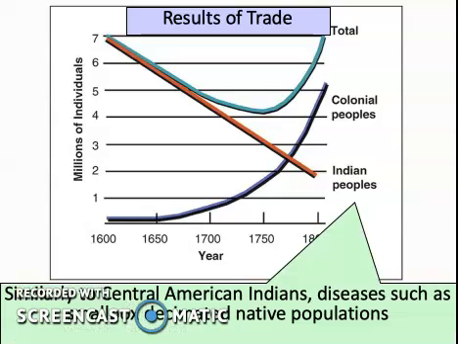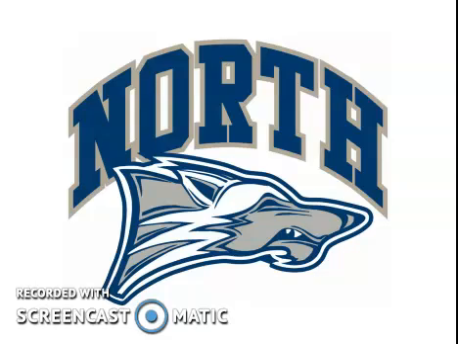Similar to what's happening in Central America, diseases such as smallpox are going to devastate Native populations. 90 to 95% of Native Americans are going to die as a result of their interactions with Europeans from either disease or from war. Well, this ends our lecture for today on Native Americans and their interactions with Europeans.